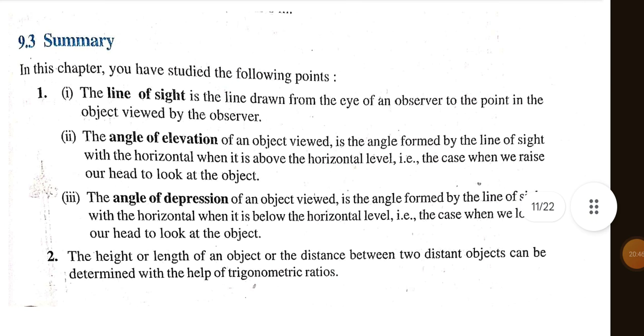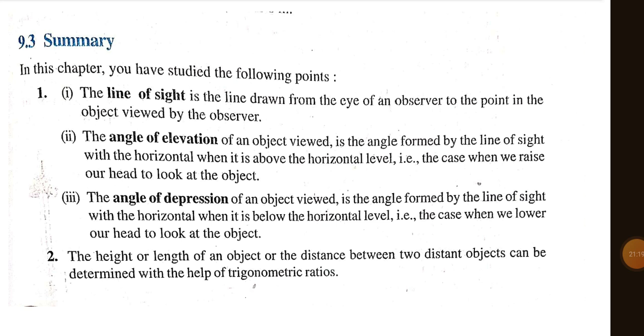Chapter 9. Some applications of trigonometry. 9.3 Summary. In this chapter you have studied the following points. 1. The line of sight is the line drawn from the eye of the observer to the point on the object viewed by the observer. The angle of elevation of an object viewed is the angle formed by the line of sight with the horizontal when it is above the horizontal level.